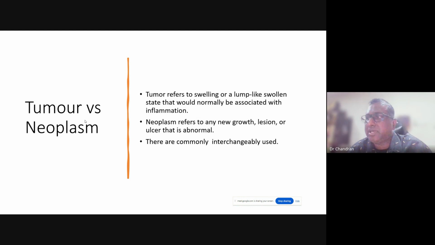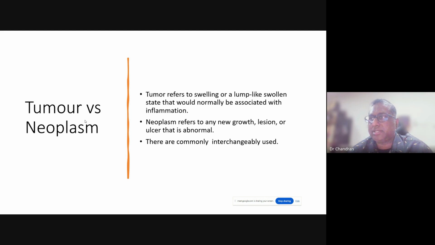But you have to know that when you talk about, for example, cancers, not all cancers have a bulk or a growth. For example, when you talk about blood cancer, there's no growth. It's just abnormal blood cells, right? So then you cannot call them tumor. So we call them neoplasm, right?